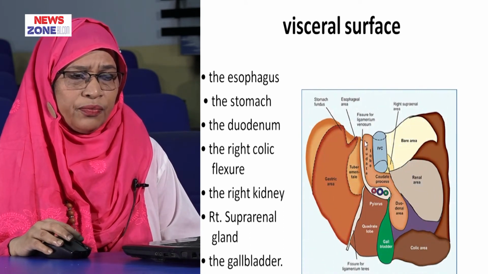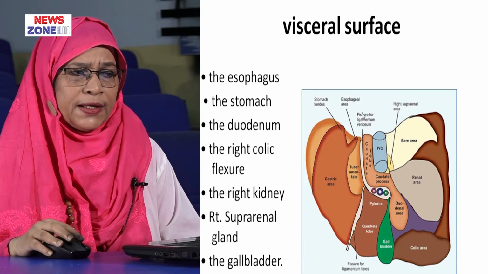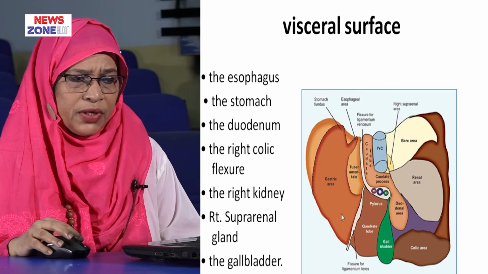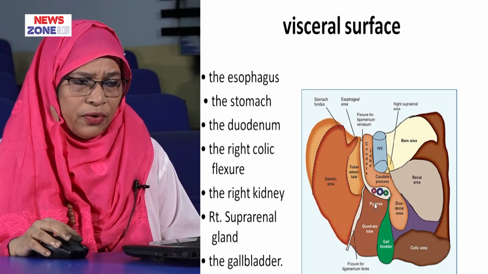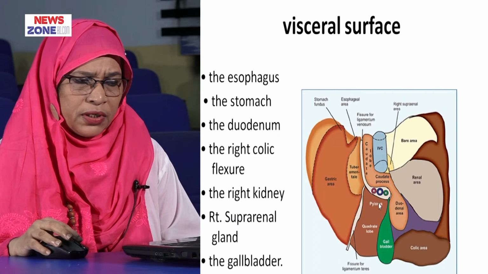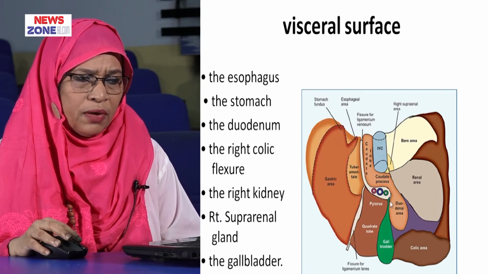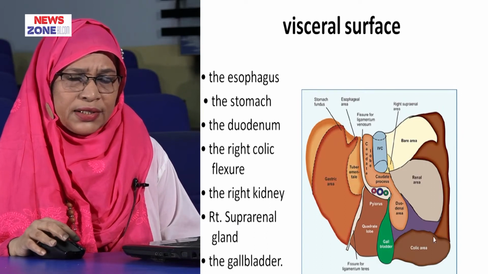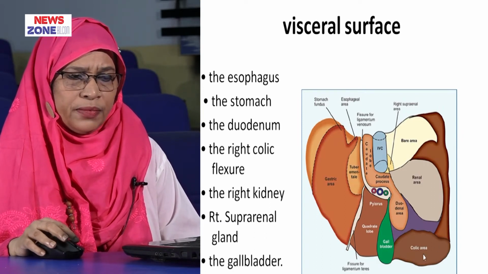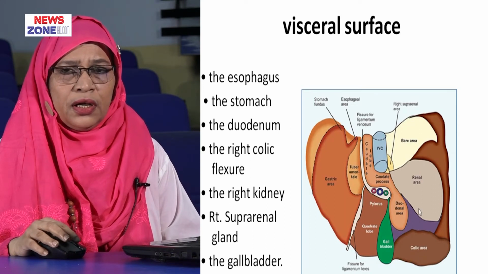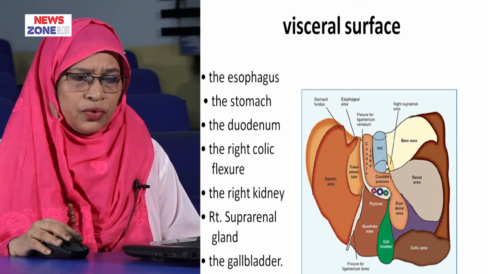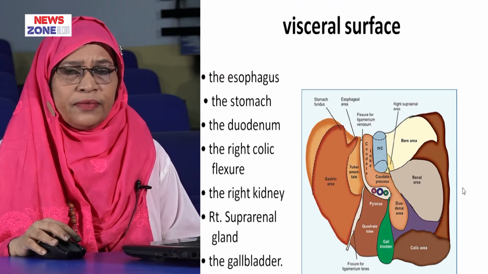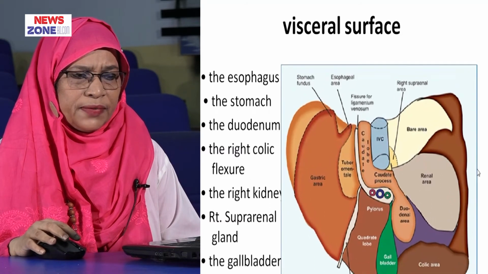So now the visceral surface, there are impressions and also relations of the organs. From left to right on the visceral surface, first is the impression of the esophagus, then the gastric impression, and there is the pyloric part of the stomach, the pyloric impression, and there is the gallbladder. On the right side, there is a duodenal impression, and on the right side from downwards to above, there is the right colic flexure, the right renal impression, and close to the inferior vena cava, there is the suprarenal gland. So these are the relations on the visceral or inferior surface.